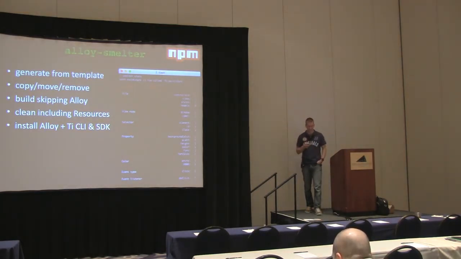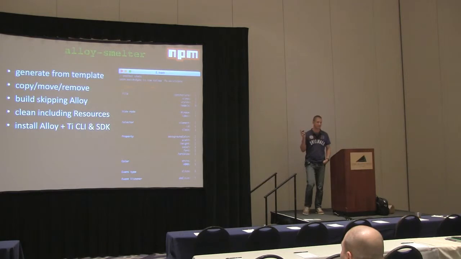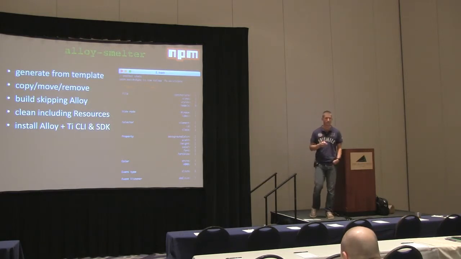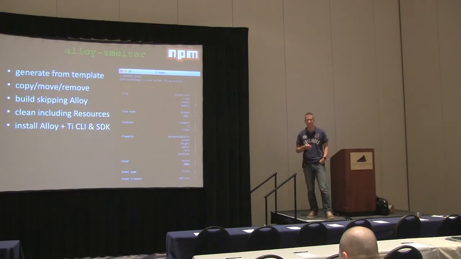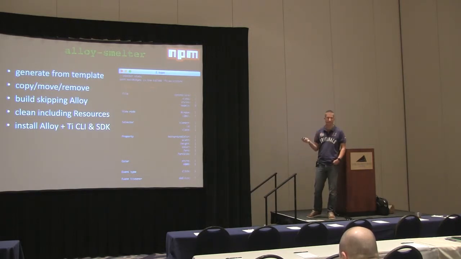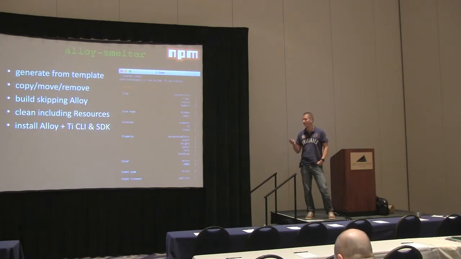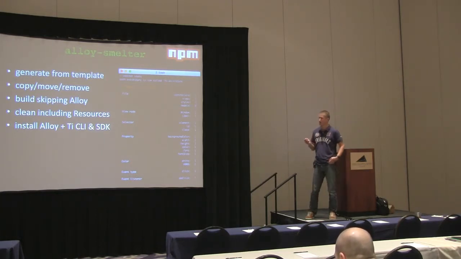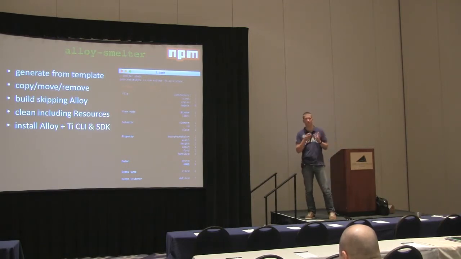So another nice tool that I ran into last week was Alloy Smelter. Actually, I think most of the features of Alloy Smelter need to be brought into the Alloy core CLI, because there are some really common sense commands in there that are really useful. Like you can just do smelter generate, just like you can do alloy generate, but then have an extra option to point to a template. So you can have in your home directory a set of templates for different projects. You can just select one of those templates and it will generate a model view controller using that template.